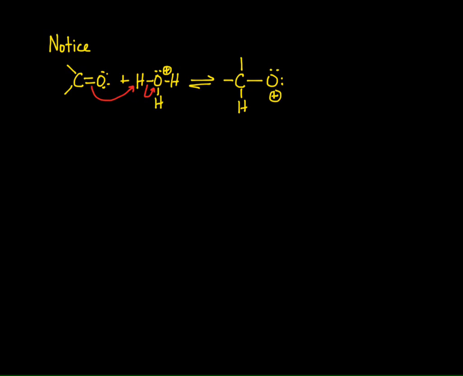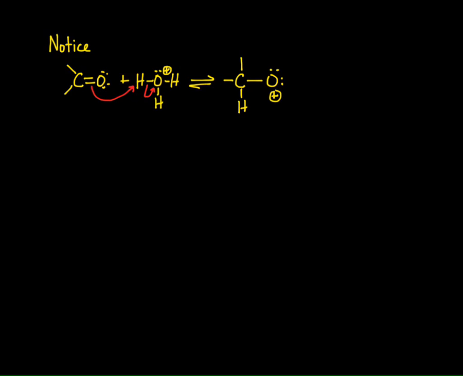Now, there is one other possibility, and I want you to notice this possibility. What if instead of the proton going to the oxygen, what if the proton goes to the carbon? So if I donate those pi electrons to the hydrogen, and so now the hydrogen goes to the carbon and the oxygen takes on a positive charge.